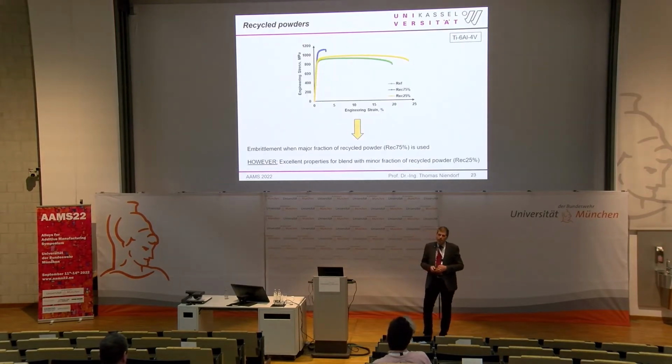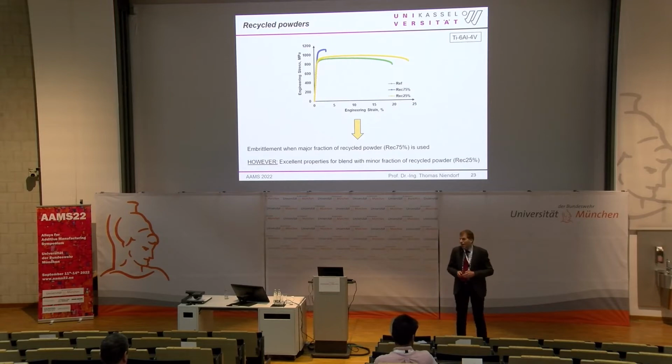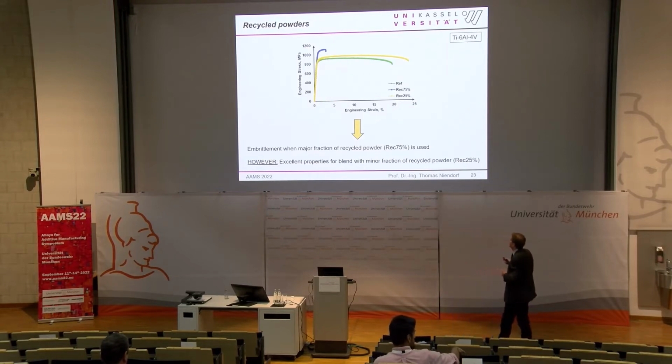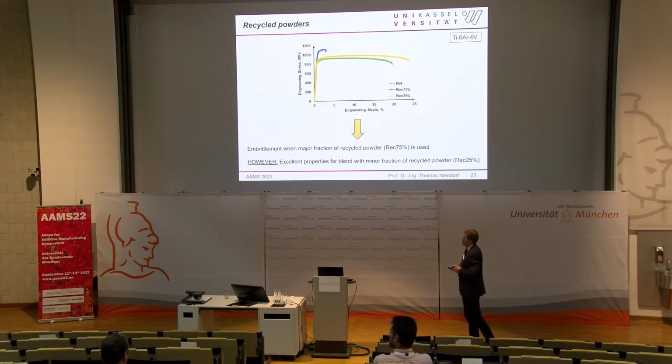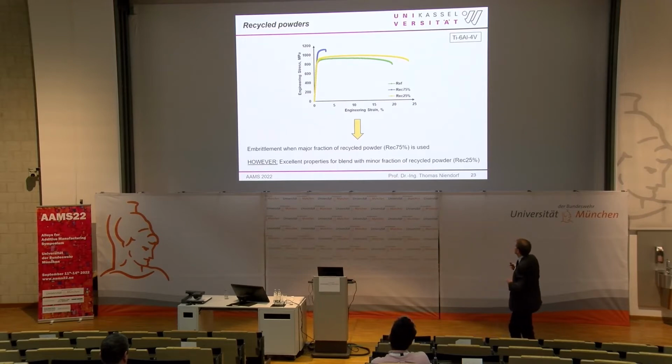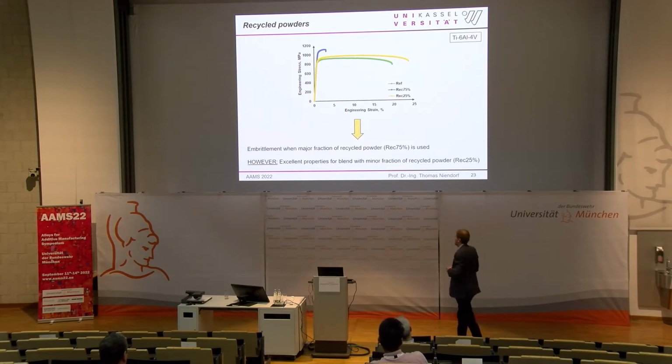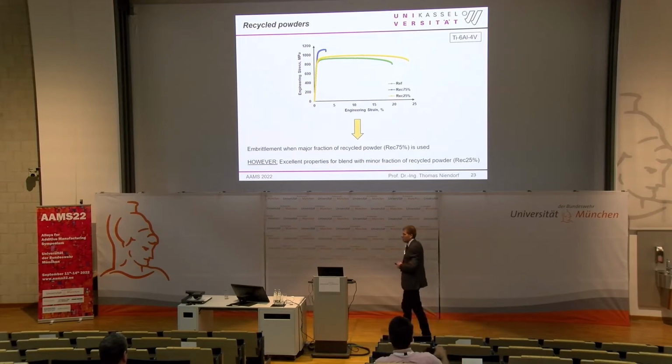Then we looked at monotonic tensile properties, and as expected, looking at the blue curve, if we add this 75% of recycled powder, we have fairly high strength, but ductility is very poor. So the reference curve is the green one. Surprisingly, the yellow one shows superior properties. So we see when we mix 25% of the recycled powder, we have higher strength and really good ductility maintained. So this is quite positive what we see here, but of course we want to go further.